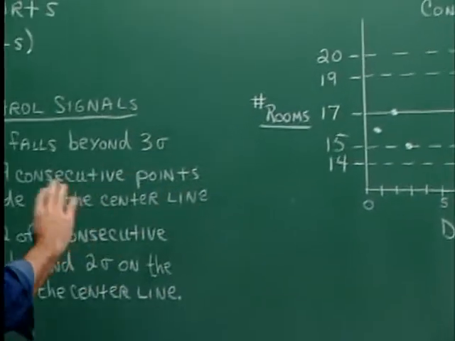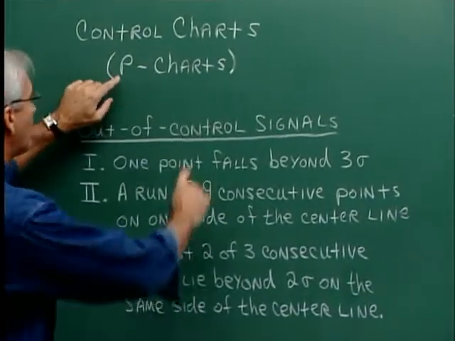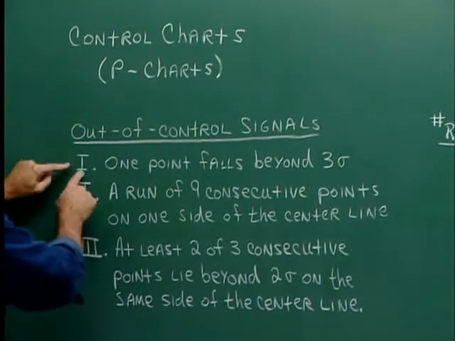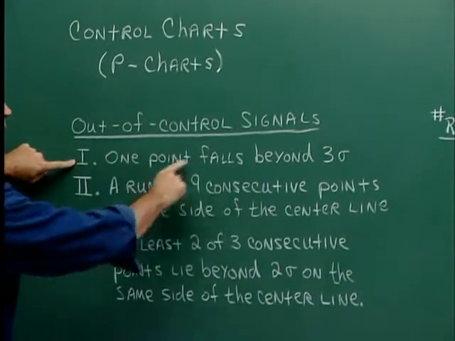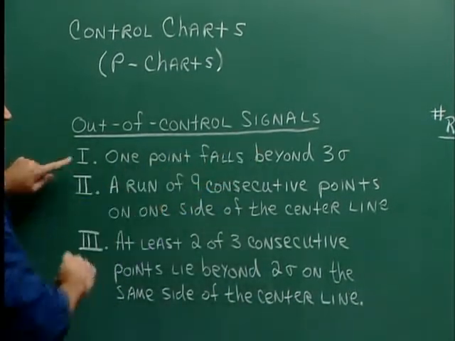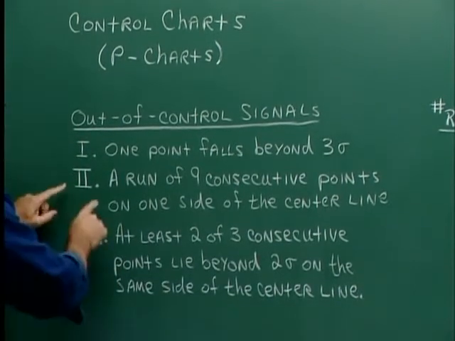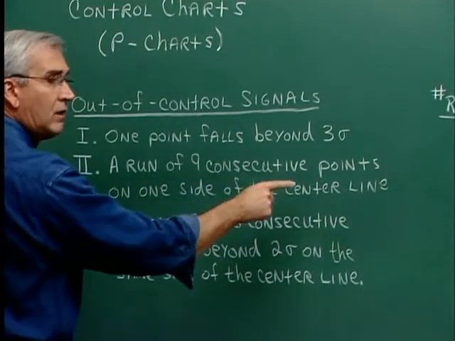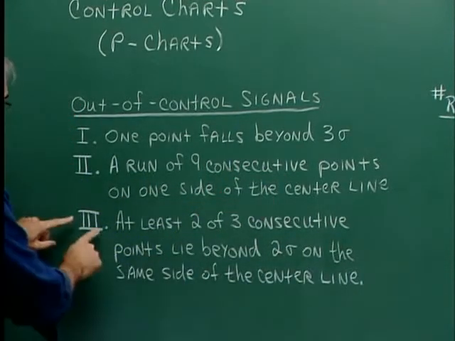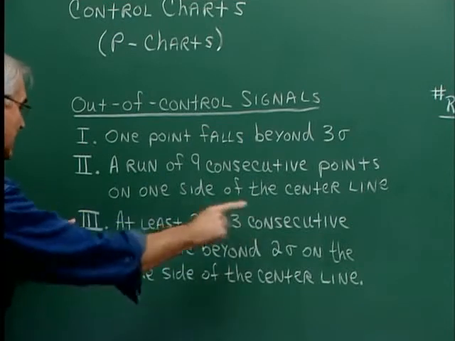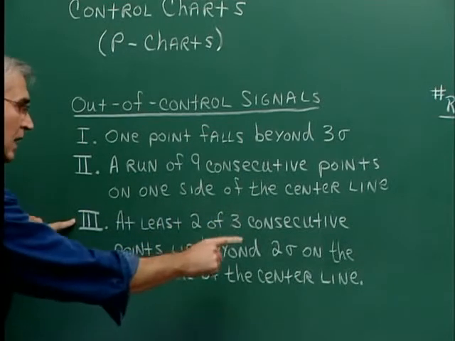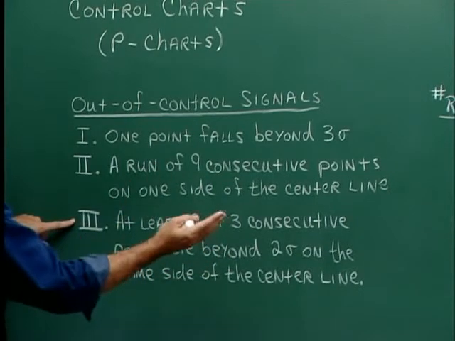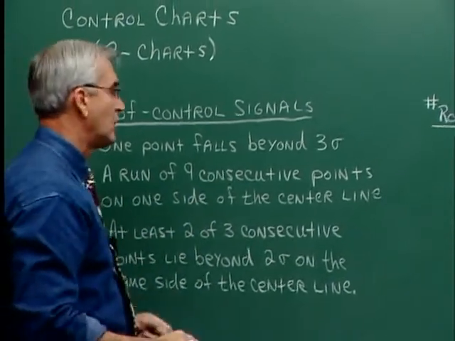Now, in this section, by the way, the control charts are going to be referred to as P-charts, but our out-of-control signals are the same as they were before. Out-of-control signal number 1 is that 1 point falls beyond 3 standard deviations on either side. Number 2, a run of 9 consecutive points on one side of the center line or the other. And number 3, at least 2 of 3 consecutive points lie beyond 2 standard deviations on the same side of the center line. So let's have a look at a problem and see if we have any of the out-of-control signals.